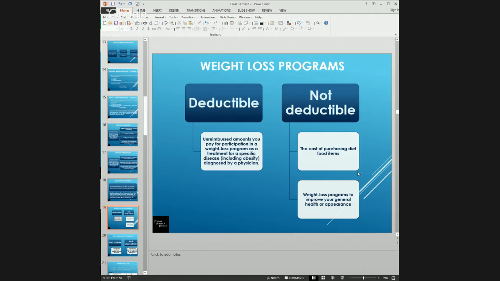So if you have a diagnosis for obesity from your doctor, you would be able to use the amounts paid for the supportive programs as a medical deduction, but not the actual food products.